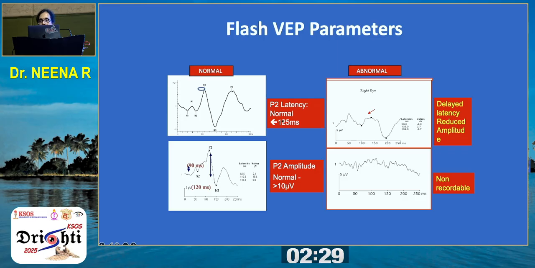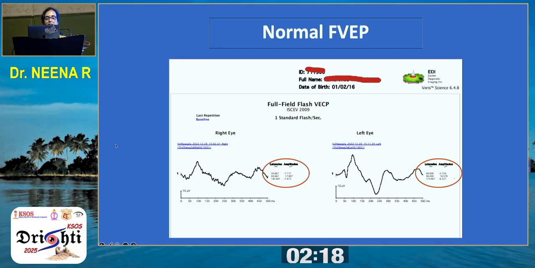You look at the latency of the P2. The normal should come within 125 milliseconds. Anything more than 125 is considered to be abnormal. And the P2 amplitude is usually more than 10 microvolts. So if it's less, then it could be reduced. This is again a normal flash VEP, which is recorded.